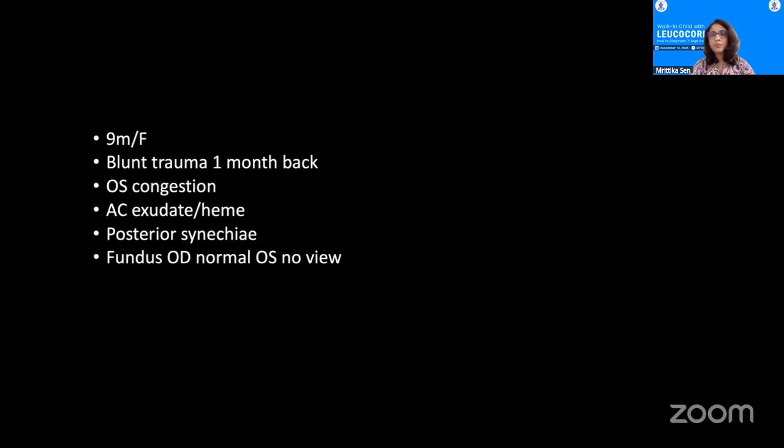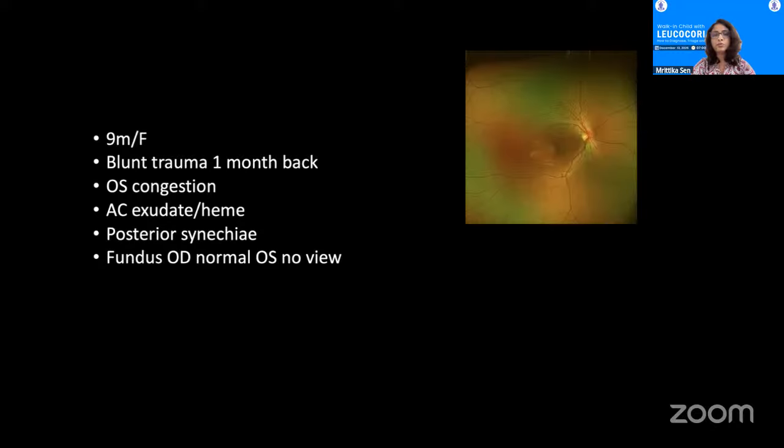So this was a 9-month-old female child who the parents gave a history of a blunt trauma about a month back. And she came to an ophthalmologist with left eye congestion. Anterior chamber showed exudates and heme, and there was posterior synechia. The right fundus was normal, and in the left eye there was no view.